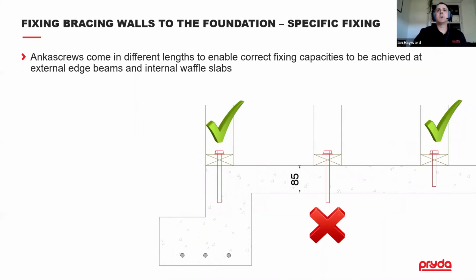And why do they come in different sizes? Well, most slabs are waffle pod slabs for residential dwellings. So you can see here at the edge beams, you've got plenty of depth to work with, so you can get the capacities with these 150mm screws. However, the slab for these waffle pods is generally 85. So when you try and fix these 150mm anchor screws through here, they tend to blow out the bottom and you can get some corrosion and water issues underneath your slab. So that's where these 100mm anchor screws are recommended for the internal slab on your waffle pods.